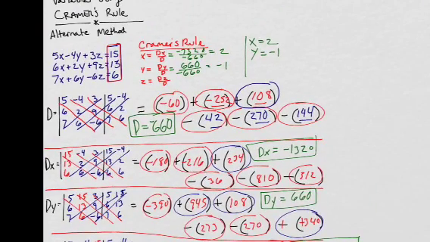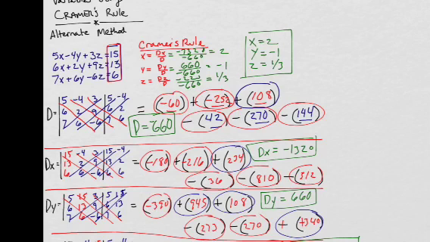So what does that look like? Negative 220 divided by negative 660. And that's not too hard, but it is not a whole number. It's a fraction. It reduces to positive 1/3. So z equals 1/3.